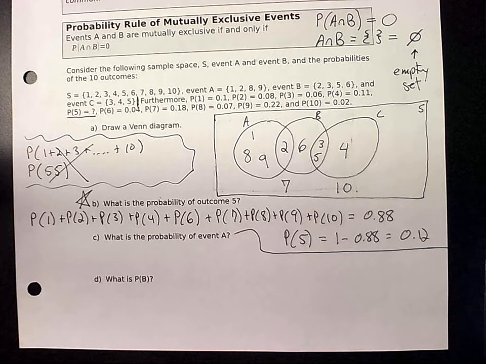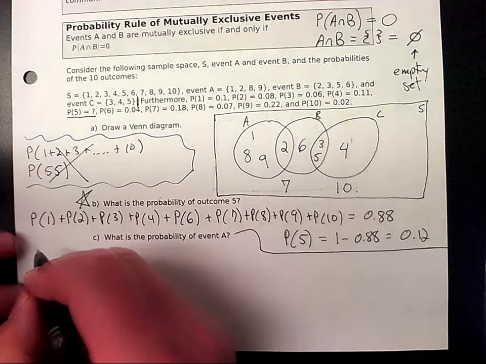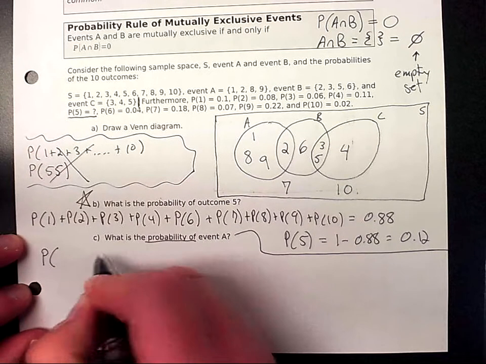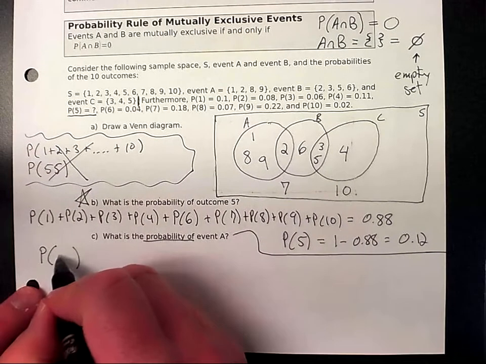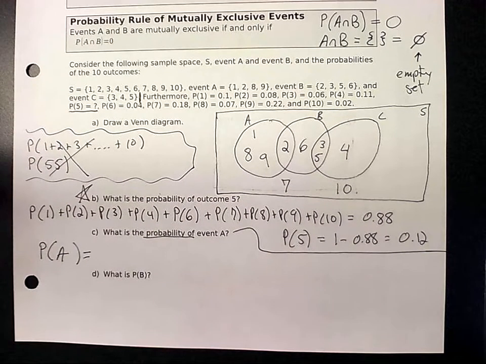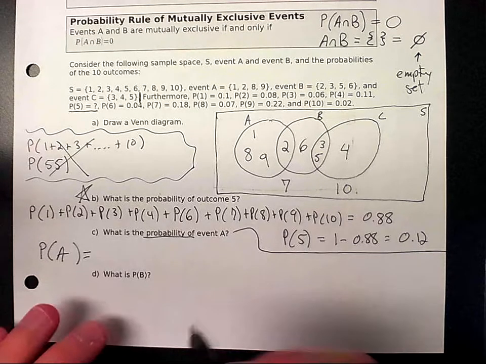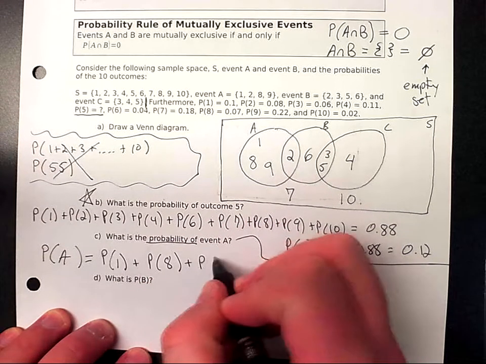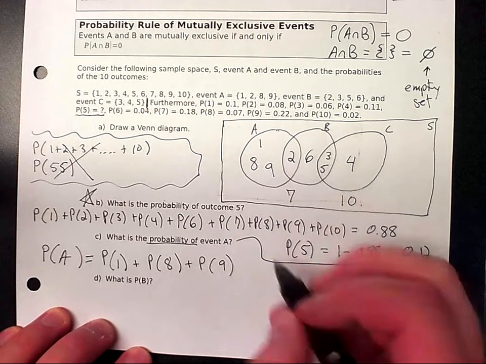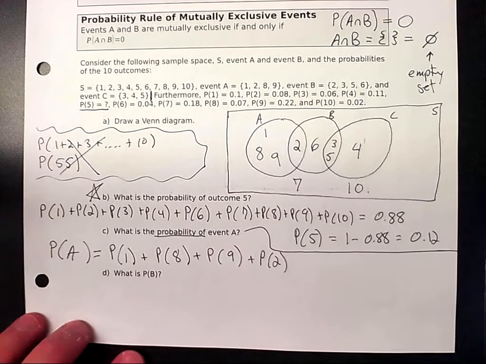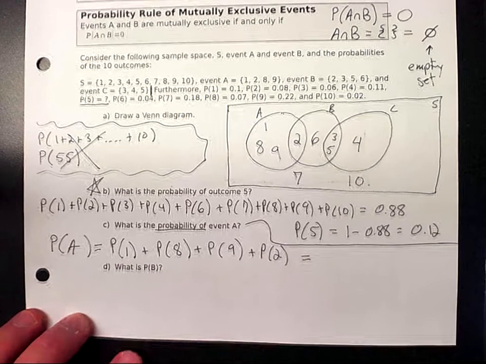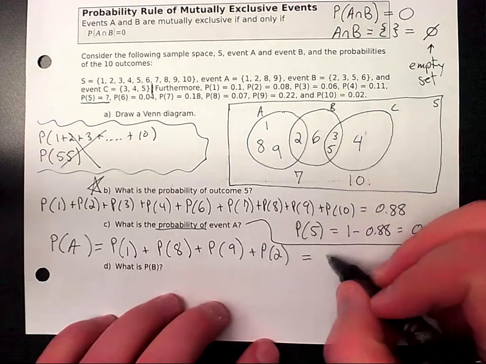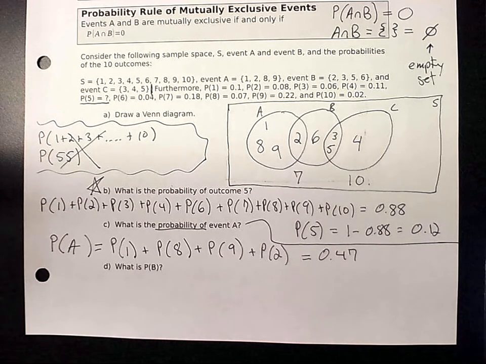Any other questions about this stuff so far? All right. C. What is the probability of event A? So we're trying to find the probability of event A. How do we find the probability of an event? Awesome. We're going to add the probabilities of the outcomes in that event. 1, 8, and 9. Do I also add in the probability of 2? Yep, because 2 is definitely still in A. It's in A and in B, so we definitely still include it here. And what does this come out to be? 0.47. Awesome. 0.47, or simply just 47%.